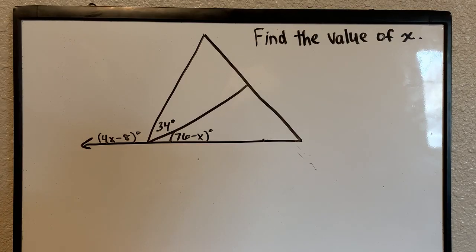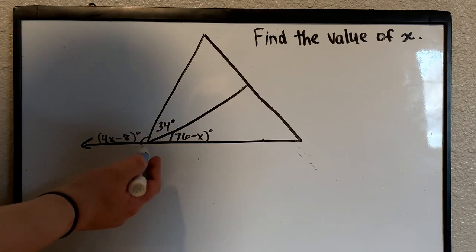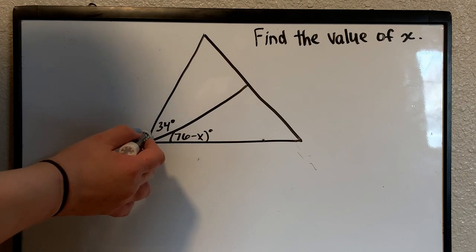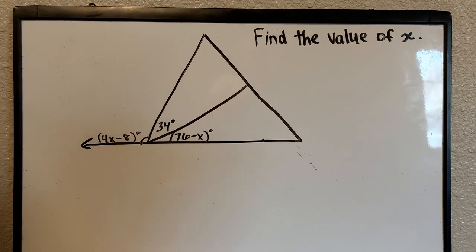All right, so this time we are going to find the value for x. We're not looking for any angle specifically, we're just going to look for the value of x. So right now we know that this angle here is 4x minus 8. This angle here is 34 degrees, and this angle here is 76 minus x degrees.